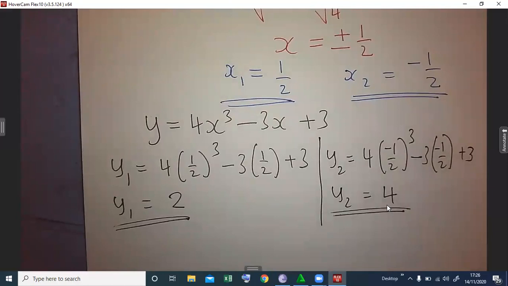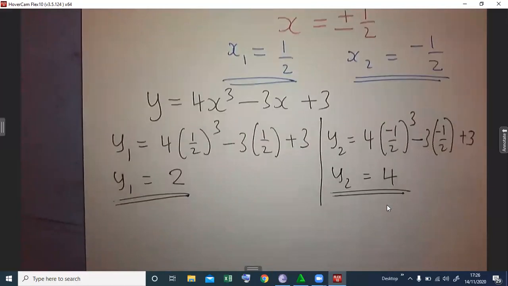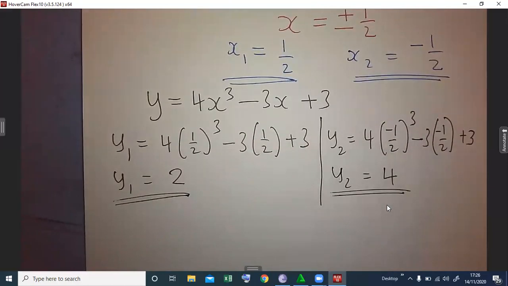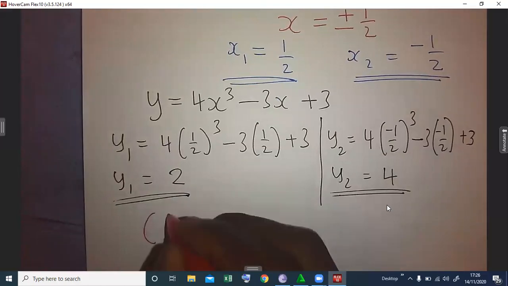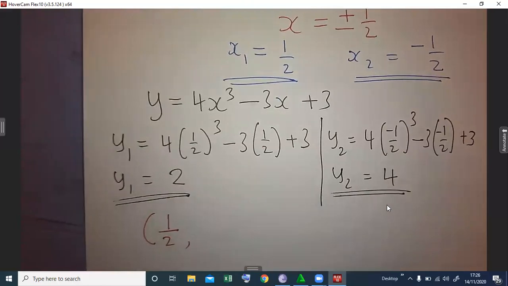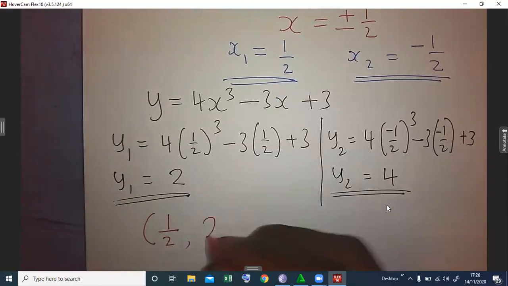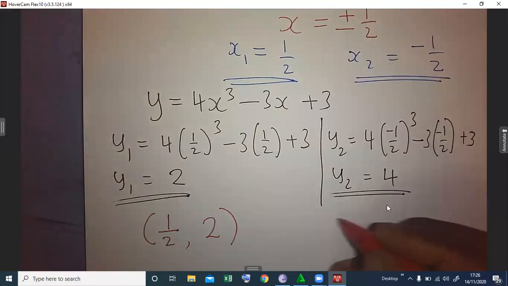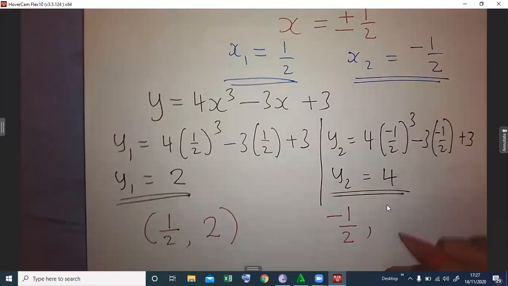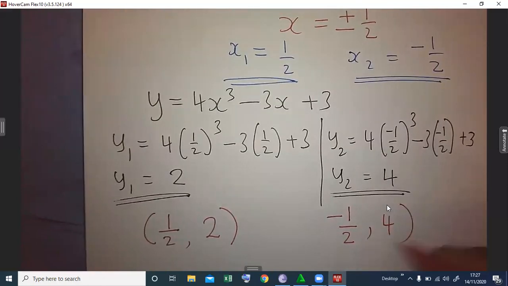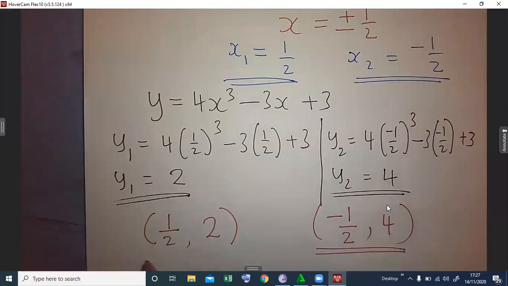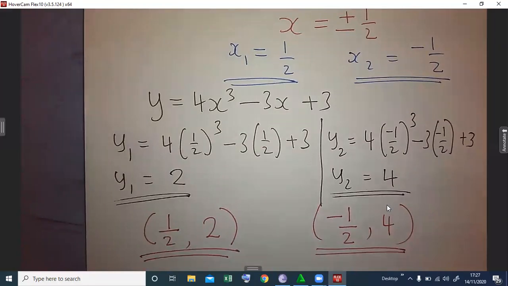Then finally, now I have my x and y, so I write my final answer. That is my turning points. The first turning point, x is half, and then the y is 2. The second turning point, x is minus half, and then y is 4. So this is how you find two turning points on a cubic function using derivative approach.